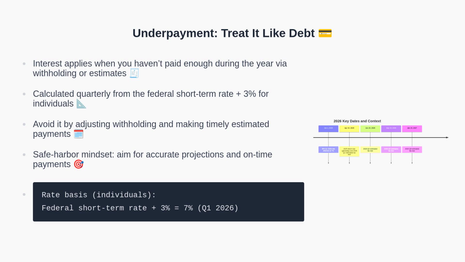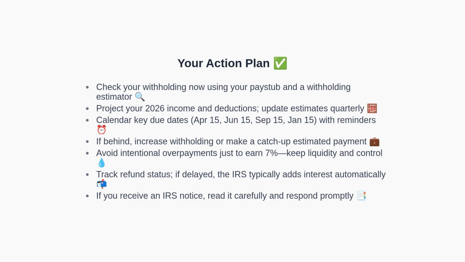Coming up, we'll move from understanding to action with a practical step-by-step plan. Here are the steps. First, check current withholding using your pay stub and a reputable estimator. Second, project your 2026 income and deductions and refresh those projections quarterly. Third, calendar the standard estimated tax deadlines and set reminders. If you are behind, increase withholding or make a catch-up estimated payment. Avoid deliberate overpayments simply to earn the 7%.